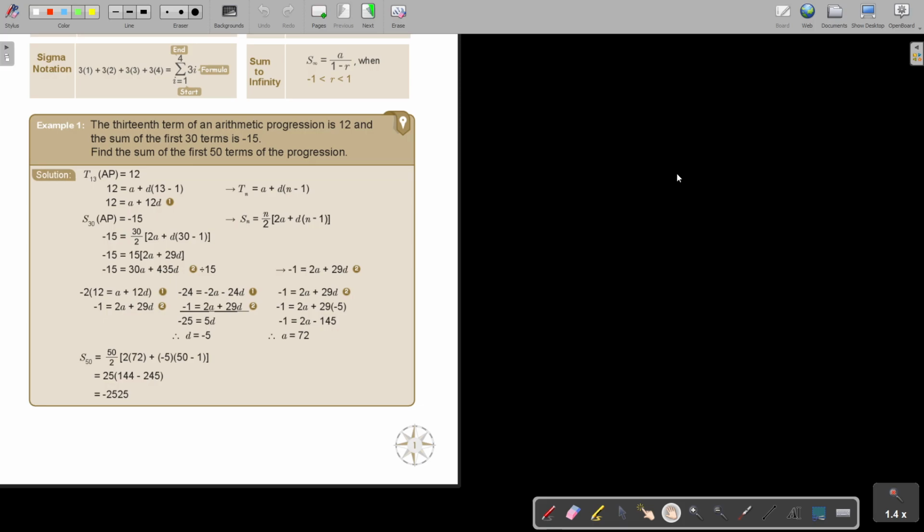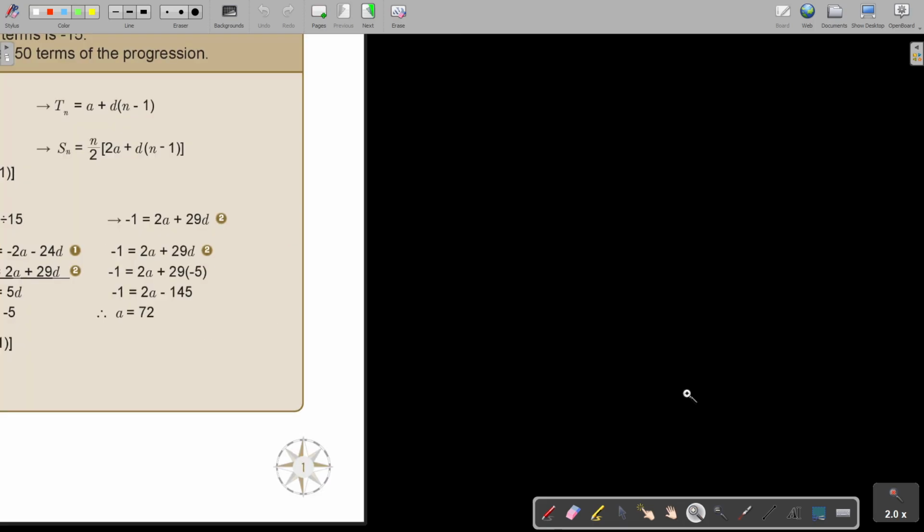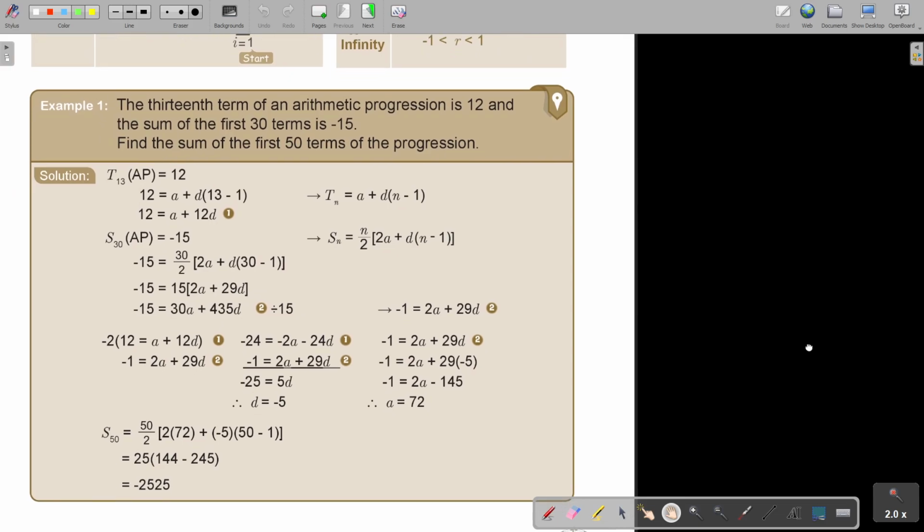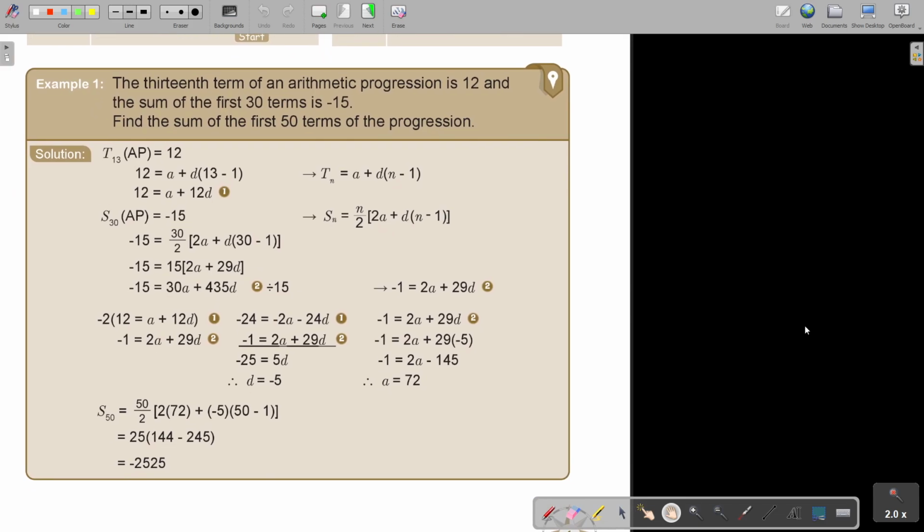So let's start with the first example. Just going to make it a bit bigger. The 13th term of an arithmetic progression is 12. The sum of the first 30 terms is -15. So the 13th term is 12, and we can start there.